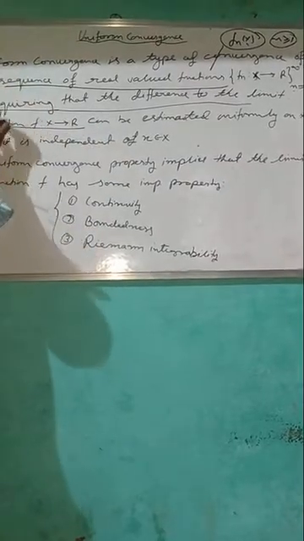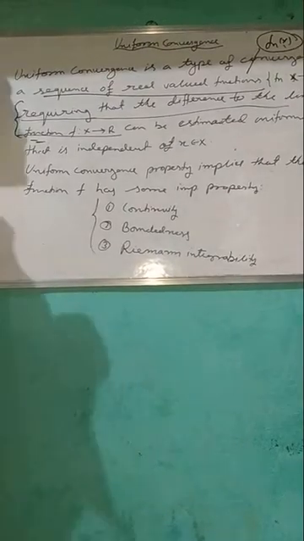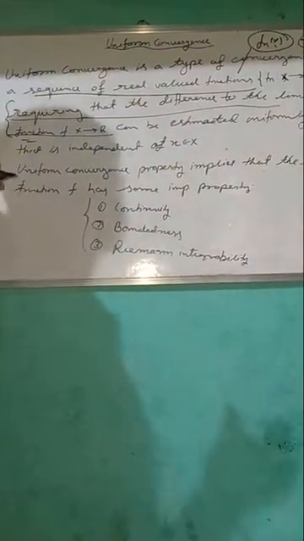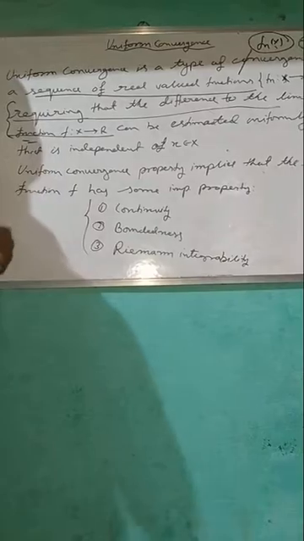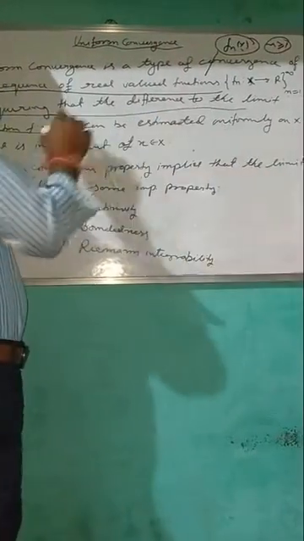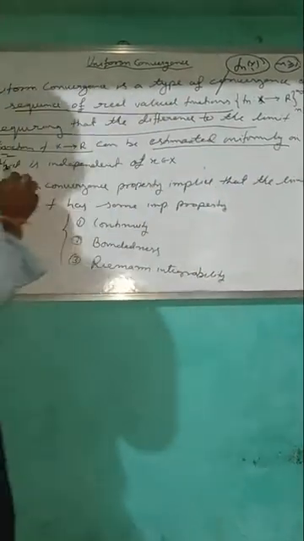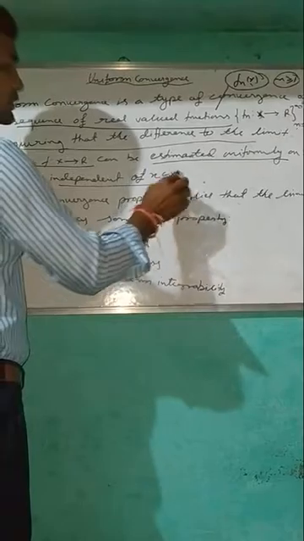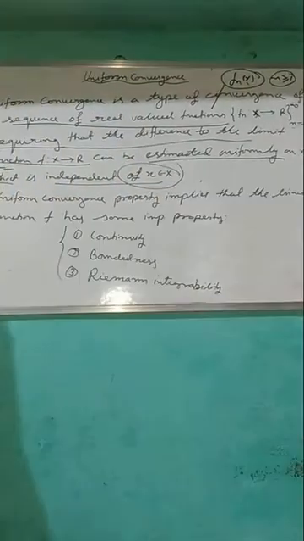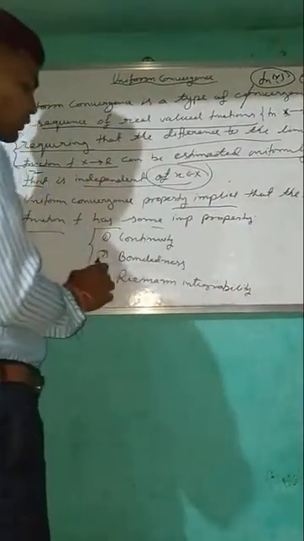Okay, first we need a limiting function for understanding the uniform convergence and for finding the uniform convergence of a set of functions, requiring that the difference to the limiting function can be estimated uniformly on x, and that is independent of x belonging to X. Okay, uniform convergence property implies that the limiting function f has some important properties.